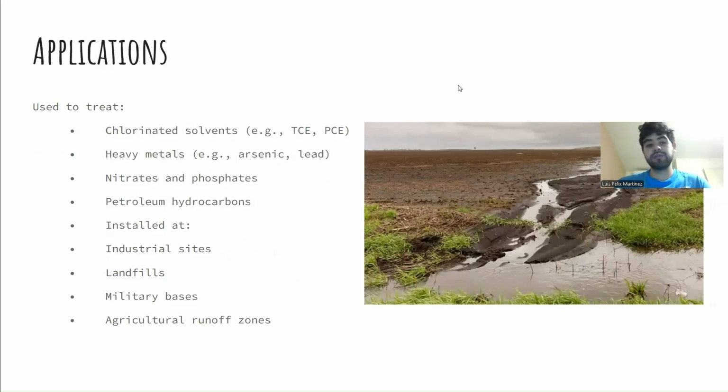In applications, we use them to treat chlorinated solvents, heavy metals, nitrates and phosphates, and petroleum hydrocarbons, and they are installed at industrial sites, landfills, military bases, and agricultural runoff zones.